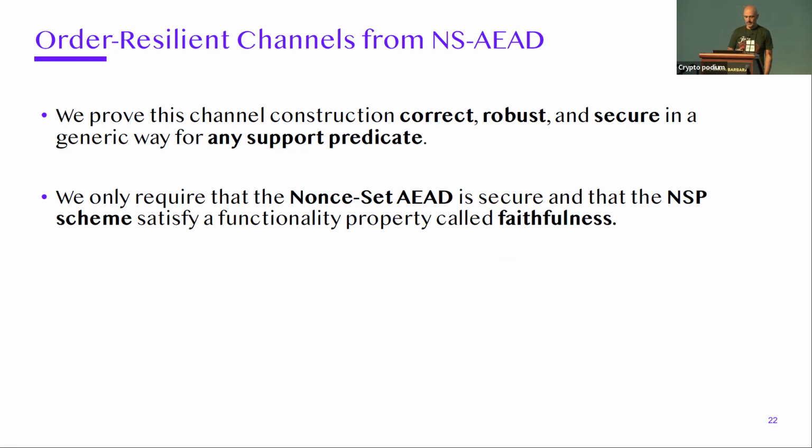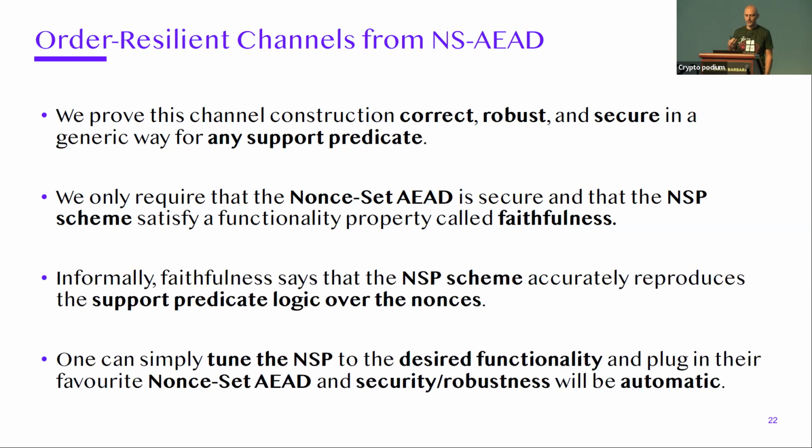So at a high level, the support predicate is oblivious of the representation that we use for the ciphertext in its inputs. So in particular, we can use the nonces to identify the ciphertext in the inputs to the support predicate. And essentially, the faithfulness requirement says that the nonce-set processing scheme faithfully reproduces the support predicate logic over the nonces. So it's merely a functionality requirement, and it's not a security requirement.